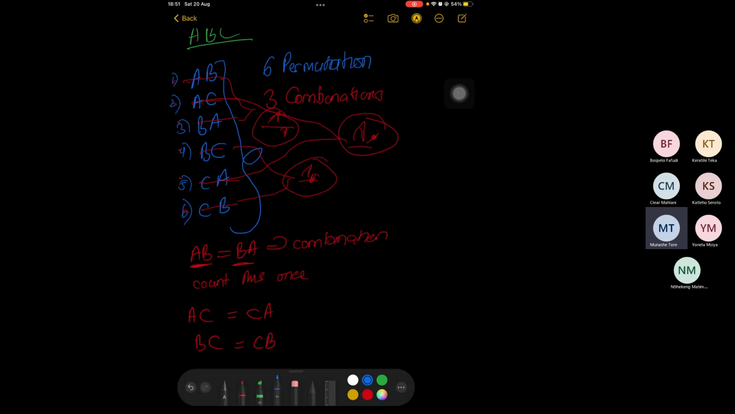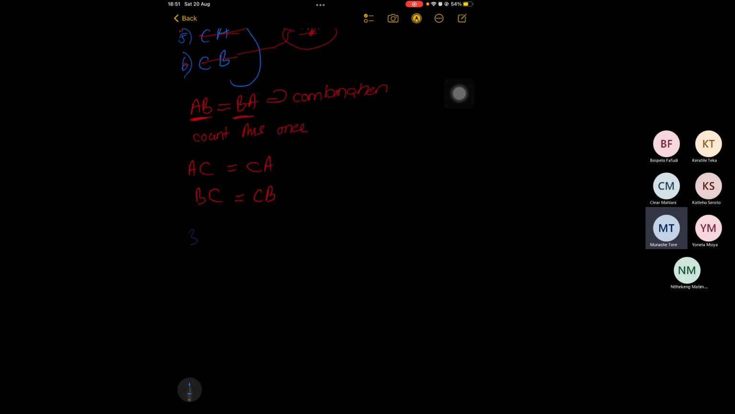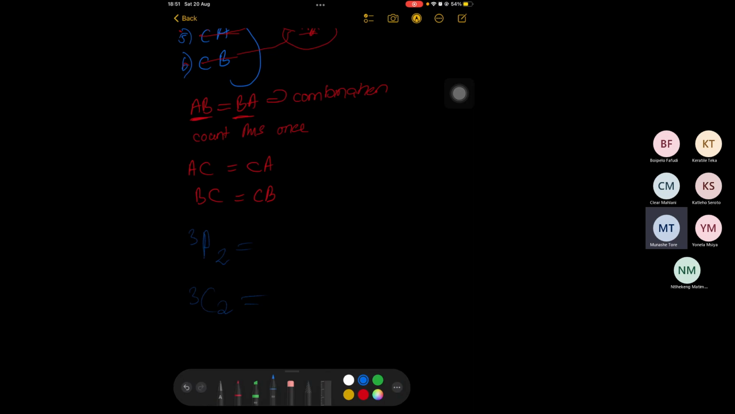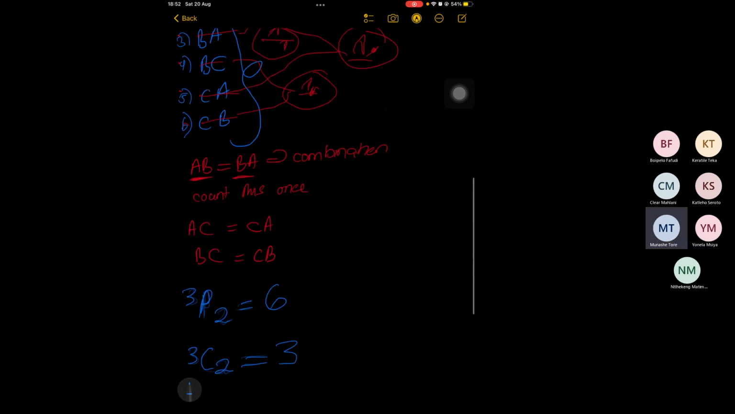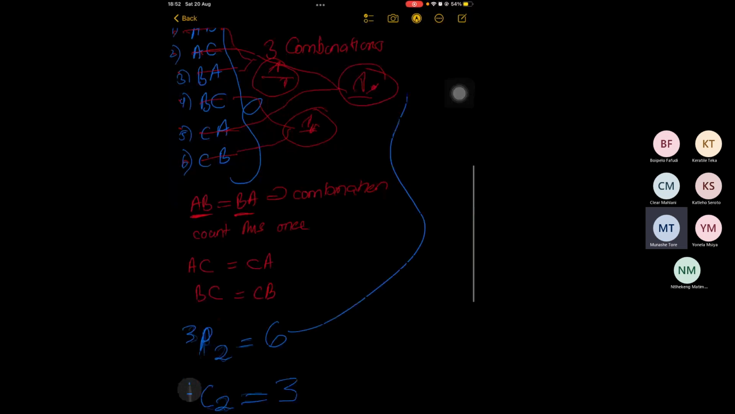Just to confirm on your calculator, do you have calculators with you right now? If you do, can you give me the answer to 3 permute 2 and the answer to 3 choose 2? I want you to see something there. What are the answers to this? If you don't have calculators, I can just do it now. 3 permute 2 is 6. 3 choose 2 is 3, which confirms what we just wrote there.